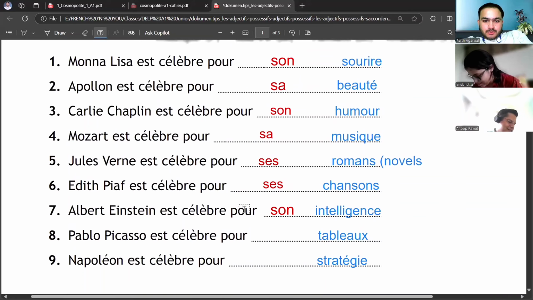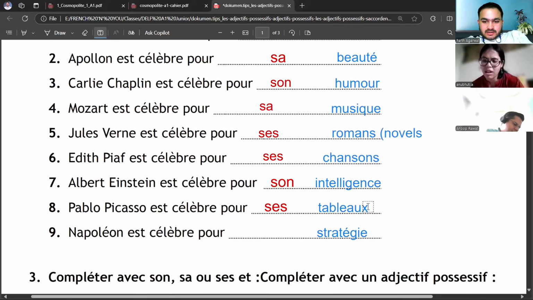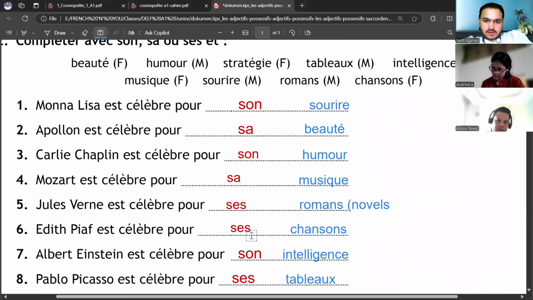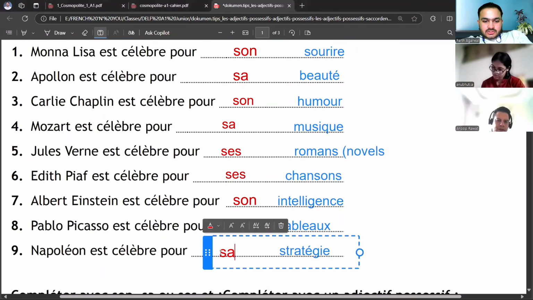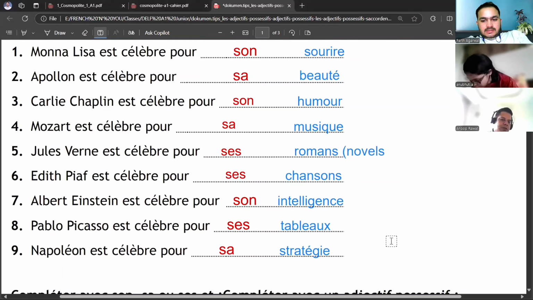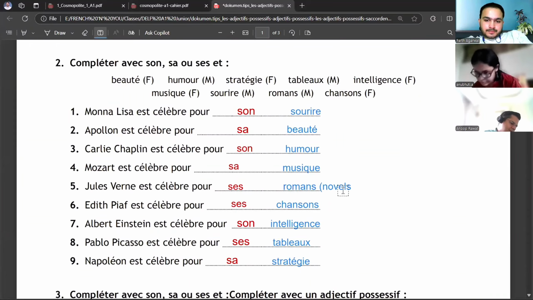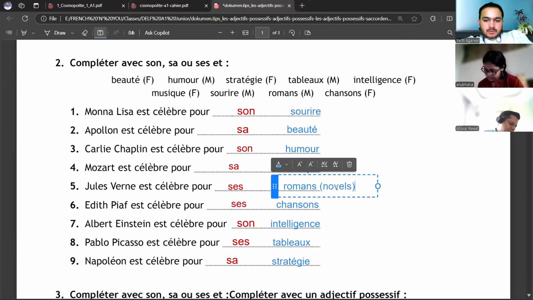Pablo Picasso est célèbre pour ses tableaux, because its S is written in the back. And what is tableau? Tableau is like a board. Okay, painting then. Painting, board, exactly. Canvas. Napoleon est célèbre pour son stratégie. Voilà, c'est ça.